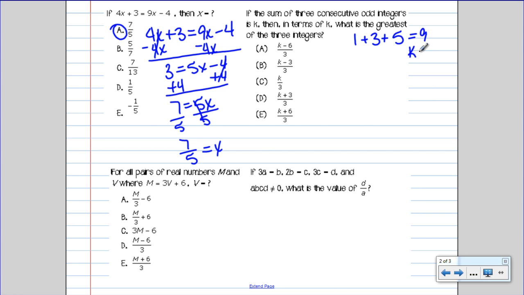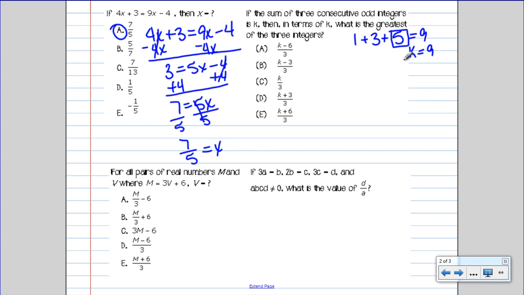So what I know right now is that k equals 9. And the largest of my integers is 5. I just made them up. Those are the 3 numbers I wanted them to be. But because of what it tells me in my problem, if these are my 3 numbers, that makes k equal 9. I could have picked any 3 numbers I wanted as long as they were 3 consecutive odd integers.